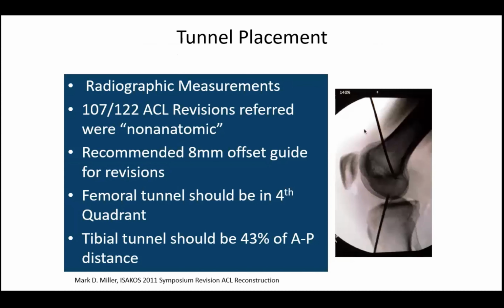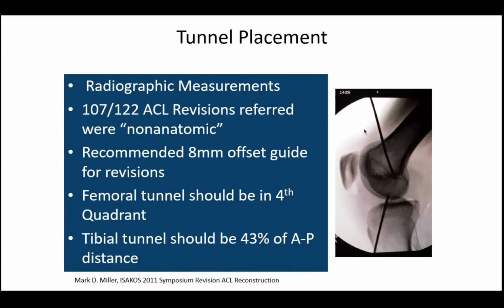So, tunnel placement. Generally, as Miller has pointed out, 107 out of 122 revision ACLs were non-anatomic. They recommend an 8 mm offset guide. The femoral tunnel should be, this is a Blumensaat line, in the 4th quadrant of the Blumensaat line for your tunnel placement on the femur. The tibial tunnel should be about 43% of the AP diameter. So this is roughly it. II is your friend.